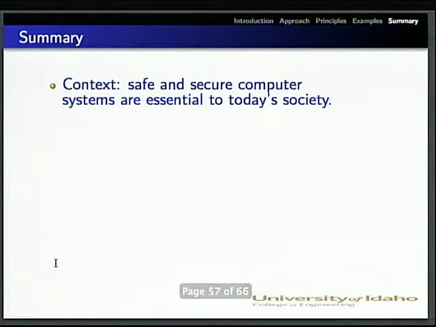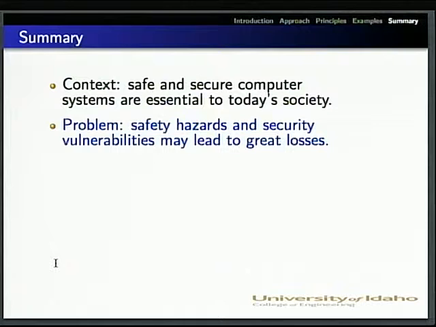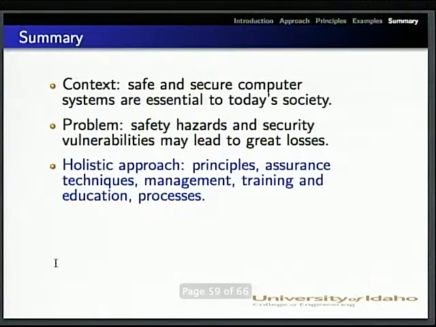So, summary and questions. The context is that safe and secure computer systems are essential to today's society. Safety hazards and security vulnerabilities could lead to great losses, either of life, data, or financial losses. We require a holistic approach. There is no silver bullet. We need to use an all-of-the-above approach. We need good principles. We need good assurance techniques so we can build a good assurance case. We need good management, training and education, and adequate processes.